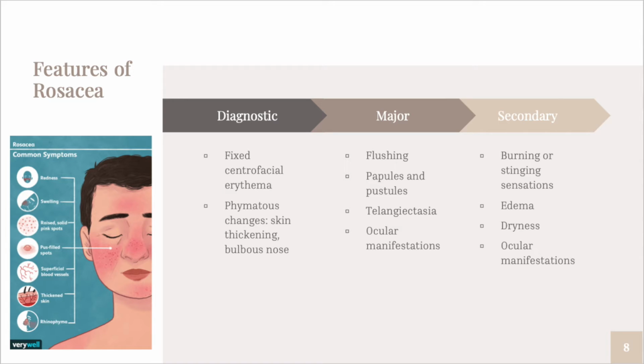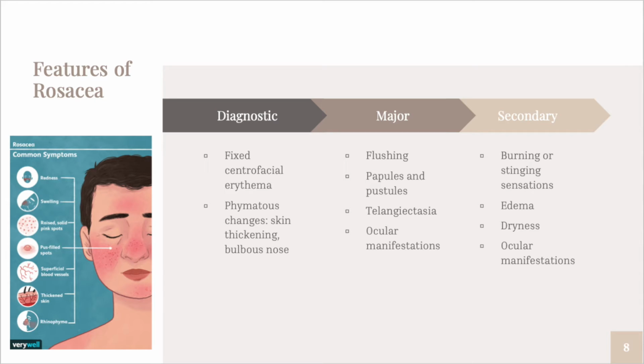One of them is fixed central facial erythema, which is redness in the cheeks, chin, nose, and forehead, and you can see that in the picture on the left. The second diagnostic feature is phymatous changes, which includes thickening of the skin and the appearance of a bulbous nose. You can see that appearing as rhinophyma in the picture.